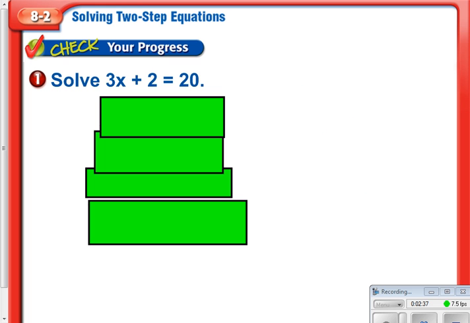Go ahead and pause the video here, work through the next example. This one is very similar to the previous example. So go ahead and pause it and give it a shot.